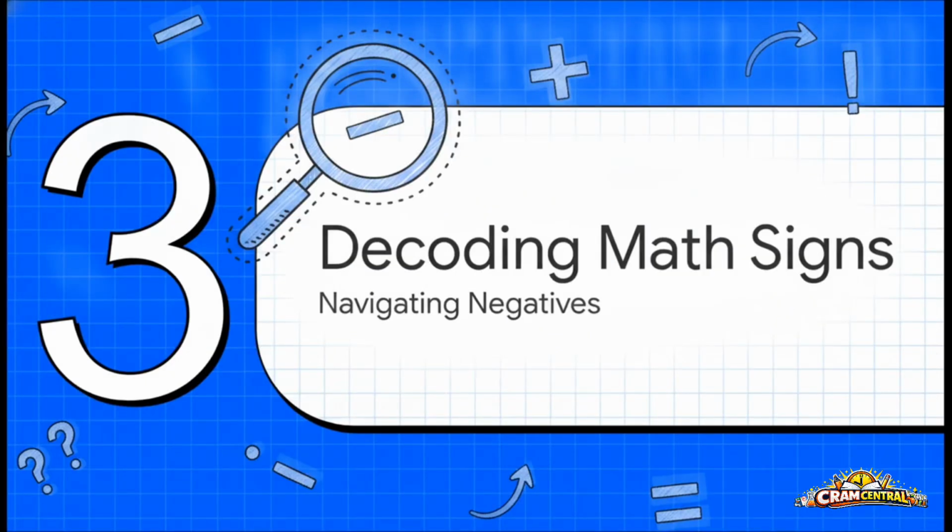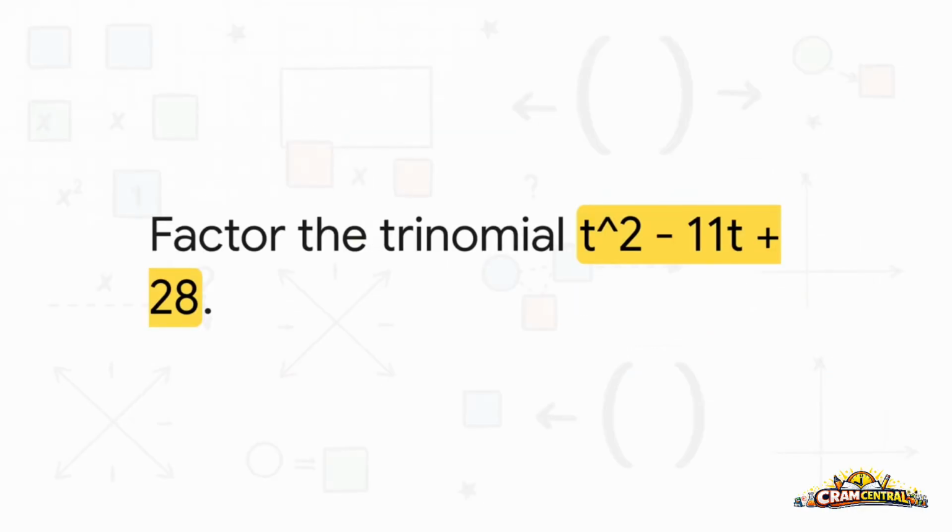Moving on to section 3, decoding the math signs, navigating negative numbers. So what happens when we throw some negative numbers into the mix? Take a look at this one, t squared minus 11t plus 28. Notice how we have a negative middle term, that minus 11t, but a positive last term, the positive 28? Think about it. If two numbers multiply to a positive product, but they somehow add up to a negative sum, what does that logic actually tell us about the numbers themselves?